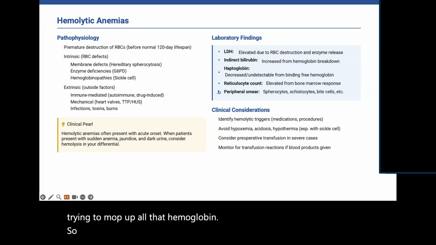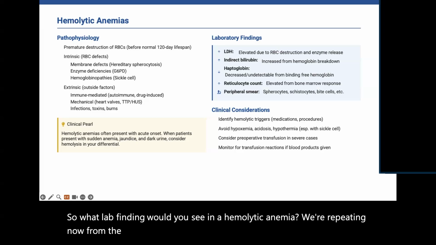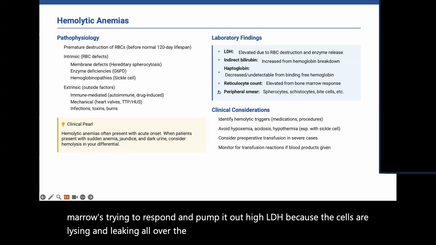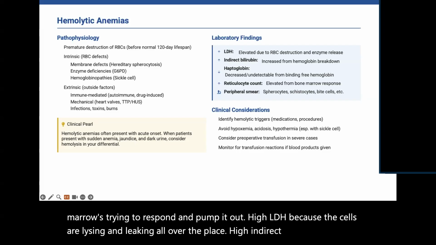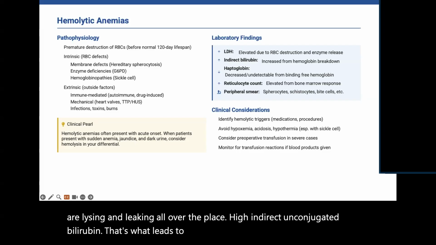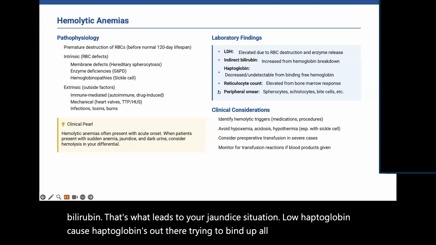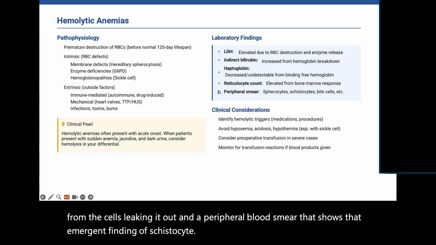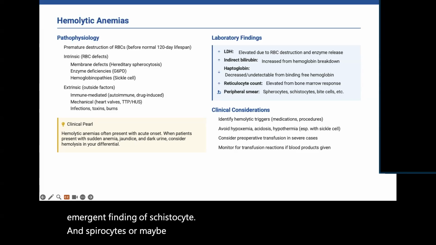So what lab finding would you see in a hemolytic anemia? We're repeating now from the beginning. Increased reticulocyte count, meaning the bone marrow is trying to respond and pump it out. High LDH, because the cells are lysing and leaking all over the place. High indirect unconjugated bilirubin, that's what leads to your jaundice situation. Low haptoglobin, because haptoglobin's out there trying to bind up all the loose hemoglobin leaking out of the cells. And a peripheral blood smear that shows schistocytes and spherocytes, or maybe some sickle cells, depending on the etiology.